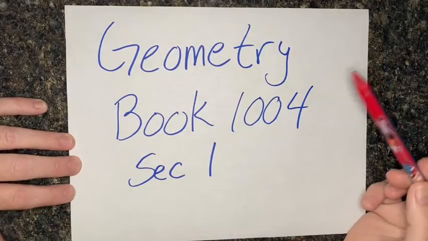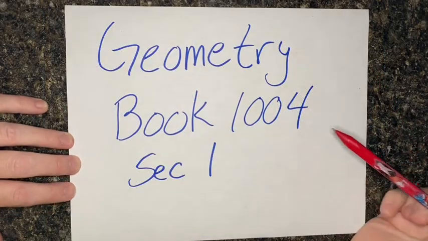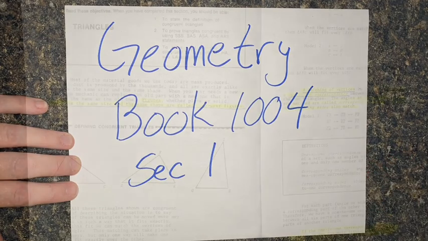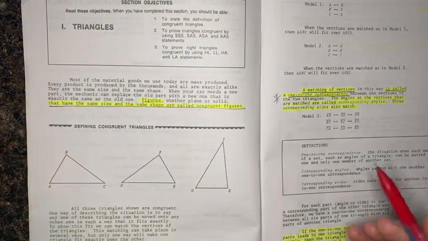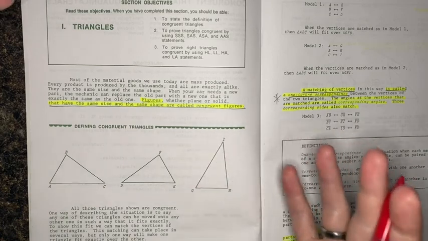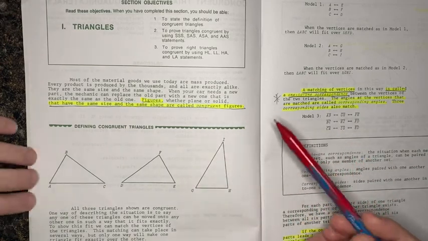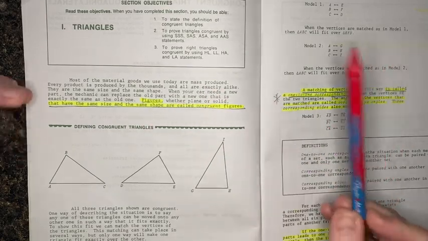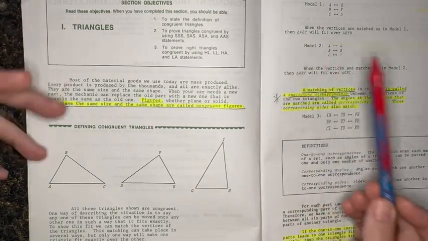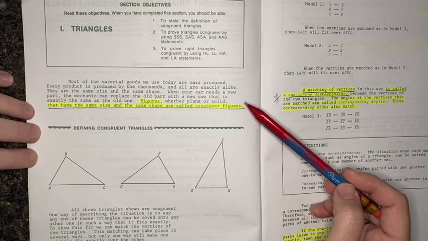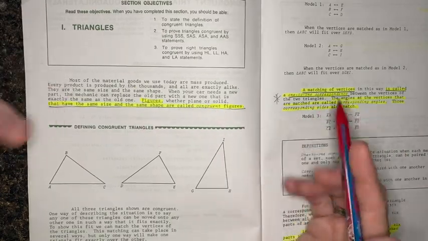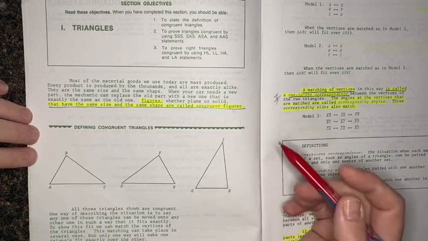All right, for this video, we're going to be going through Geometry, Book 1004, Section 1. Section 1 starts on page 2, and it's all about triangles. Triangles that have the same size and shape are called congruent. So any figure that has the same size and shape as another figure is called a congruent figure.